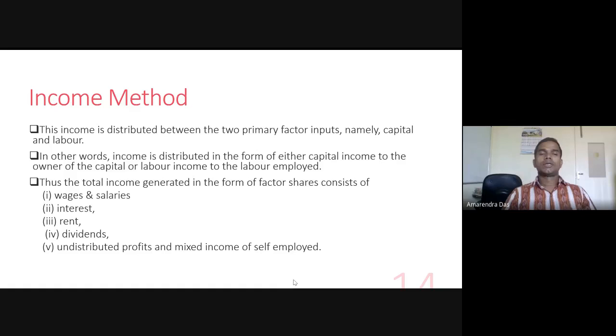And thus, the total income generated in the form of factors consists of wage and salary, interest, rent, dividend, undistributed profits, and mixed income of self-employed. So if you aggregate all the incomes in different forms, wage and salary, interest payments, rent and dividends, then undistributed profit, then mixed income of self-employed, that will be basically GDP estimated using the income method.